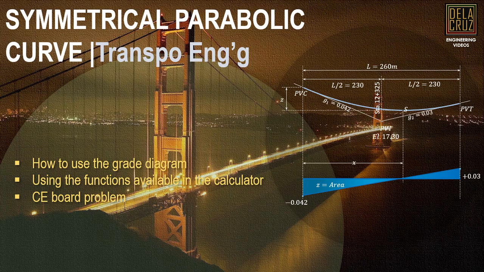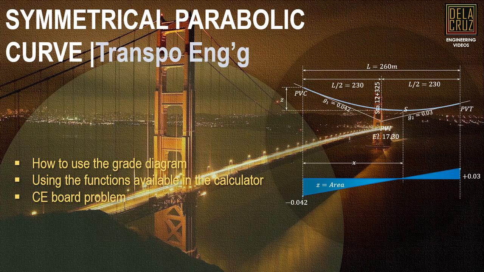For this specific video, we'll be having symmetrical parabolic curve under transportation engineering. In the outline for this video, you will see and learn how to use the grade diagram to solve problems involving symmetrical parabolic curves. And also, you will see how to use the functions available in the calculator, especially the Canon F789 SGA, which we'll be using for the upcoming CE board licensure examination. The problem here is a CE board problem, basically a past board problem.